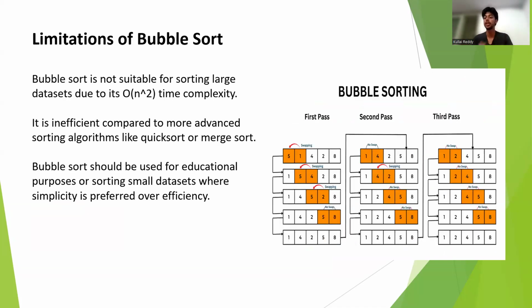Limitations of the bubble sort. What could be the limitations of the bubble sort, my dear friends? Bubble sort is not suitable for sorting large data sets due to its n squared time complexity, and it is inefficient compared to more advanced sorting algorithms like quicksort or merge sort. Very important point I have mentioned here. Bubble sort should be used for educational purposes or sorting small data sets where simplicity is preferred over efficiency.